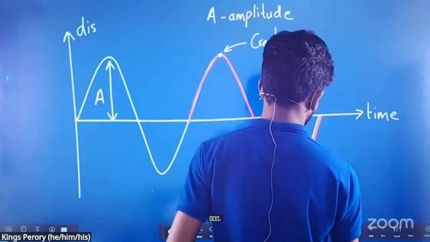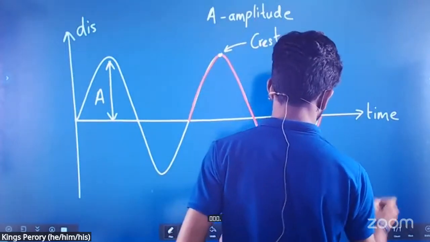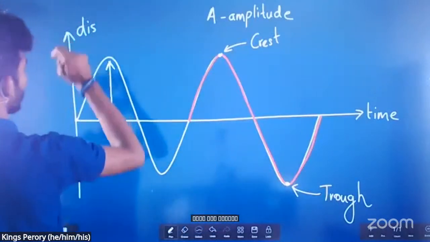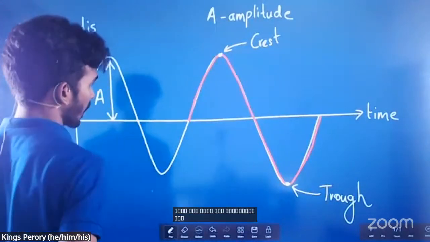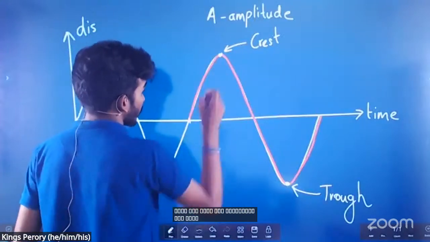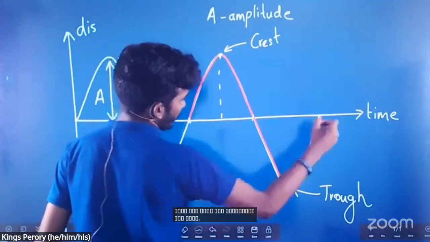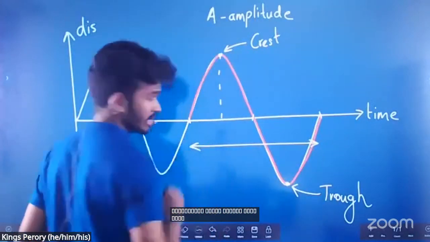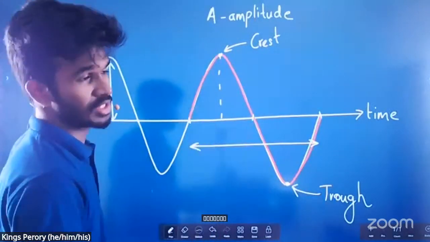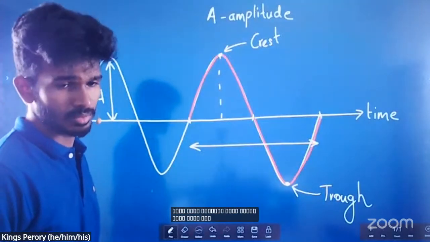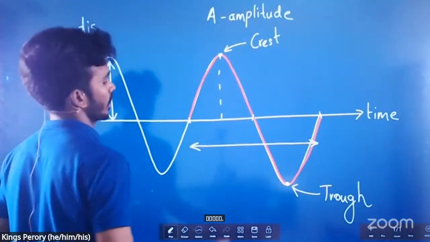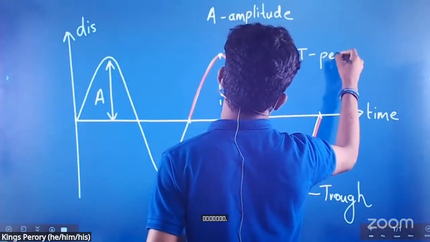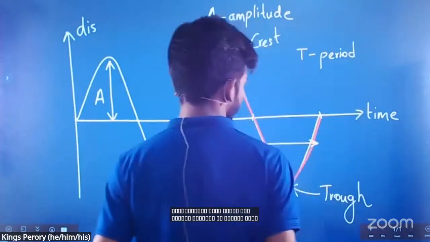This is a graph of displacement versus time. The time taken for one full oscillation, the time for one wave, is the period, symbolized as capital T.